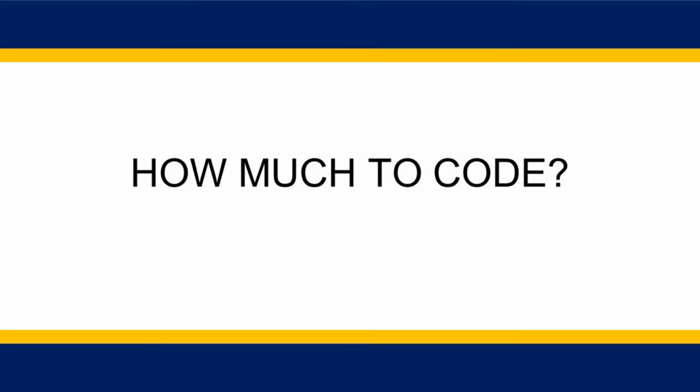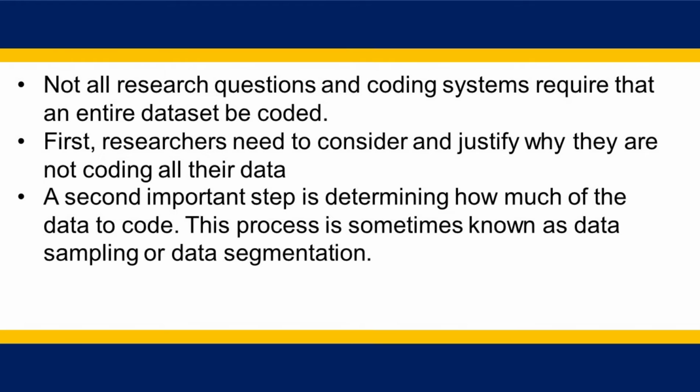After knowing the mechanics of data coding, the next question is how much to code. As suggested previously, not all research questions or coding systems require that an entire dataset be coded. When selecting and discussing the data to code, researchers first need to consider and justify why they are not coding all their data. A second important step is determining how much of the data to code. This process is sometimes known as data sampling or data segmentation. Some researchers may decide it is important to code all of the data, whereas others may decide their questions can be answered by examining a portion of the data.